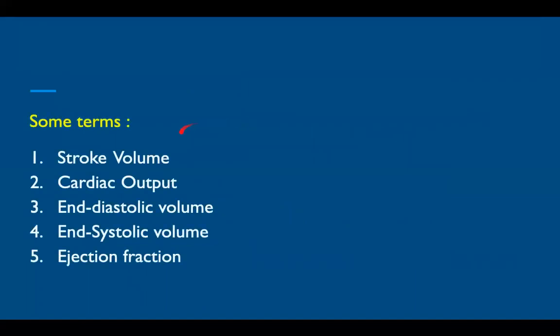So we have studied these terms. Stroke volume, that is the amount of blood pumped out by the ventricles per beat, which is 70 ml. Cardiac output, the amount of blood pumped by the ventricles per minute, that is 70 into 70, that is 5 liters per minute. End diastolic volume, the amount of blood in the ventricles at the end of diastole, is about 120 ml. End systolic volume is about 40 to 50 ml, which is equal to the end diastolic volume minus the stroke volume. And ejection fraction is the ratio of stroke volume to end diastolic volume. It is an important index of cardiac function and it should be between 60 to 70%.